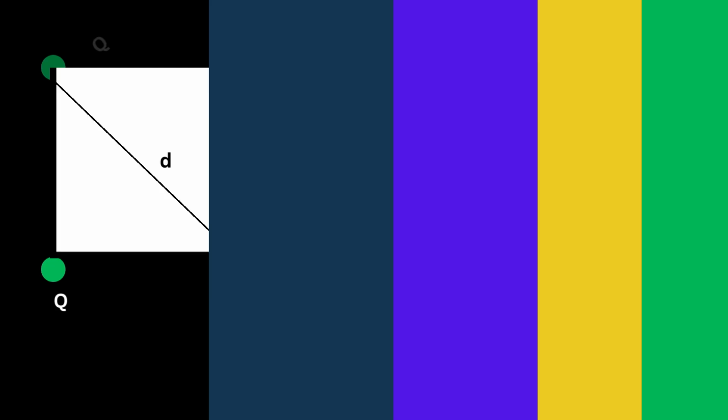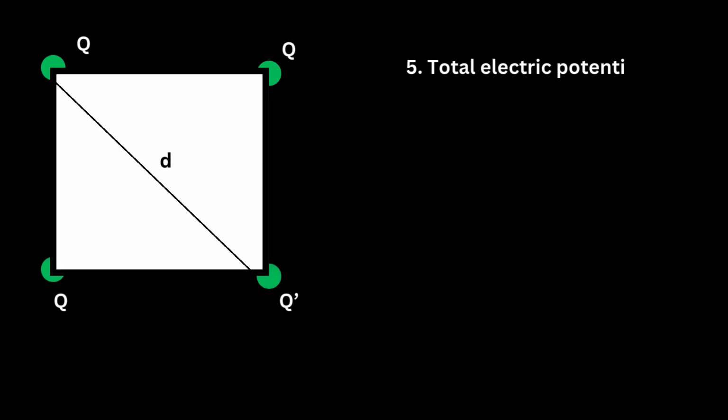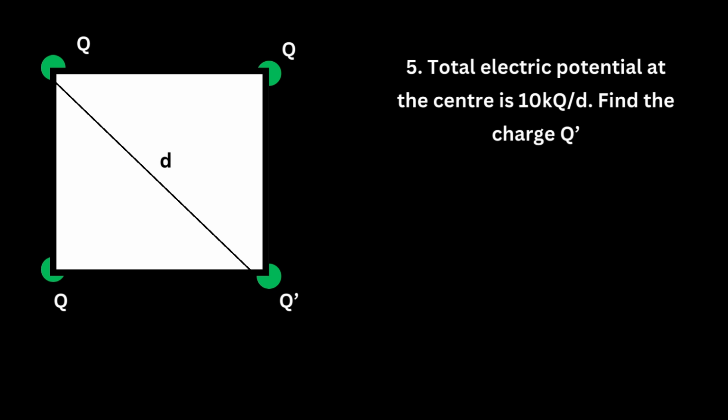Let's see if you can crack this one. We've got 4 charges, and they're all at the corners of a square. 3 of the charges are positive, and they have a magnitude of Q. But the 4th charge is a mystery. We'll call it Q dash. We know the total electric potential at the center of the square is 10kQ/d, where d is the diagonal length of the square. Can we figure out the magnitude of that mystery charge, Q dash?